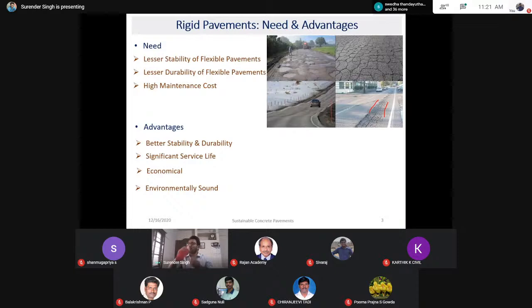So concrete pavements are more stable, more durable. If there is unaccounted traffic also, it can sustain. And the design life of the concrete pavement is minimum 30 years, whereas the flexible pavement is 15 years with two maintenance. So because of the lesser maintenance, or we can say no maintenance, concrete pavement becomes more economical than the flexible pavement. And this is the reason why concrete pavement has started boosting up now. And during construction, obviously it's environmentally friendly.